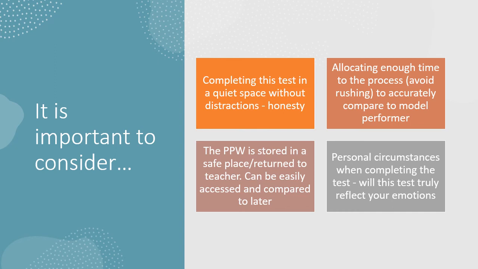The fact that the performance profile wheel should be stored in a safe place or returned to your teacher. Perhaps you're the type of person who puts loads of bits of paper in your bag and it gets lost. So when we ask you to compare it at a later date, you don't have access to it. So perhaps storing it or handing it back to the teacher might be a good idea for you to ensure that when you need to reflect and when you need to compare that information, it is accessible to you and you can make these valid comparisons and measure if you have progressed in your training programme.